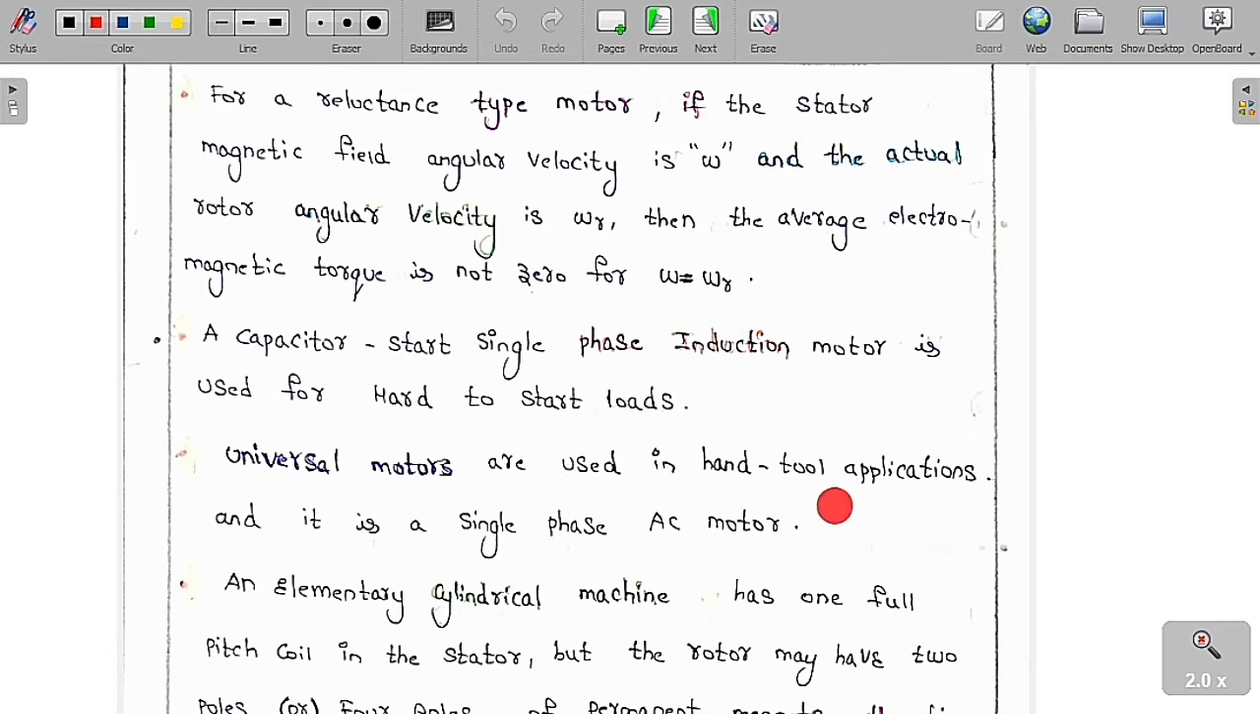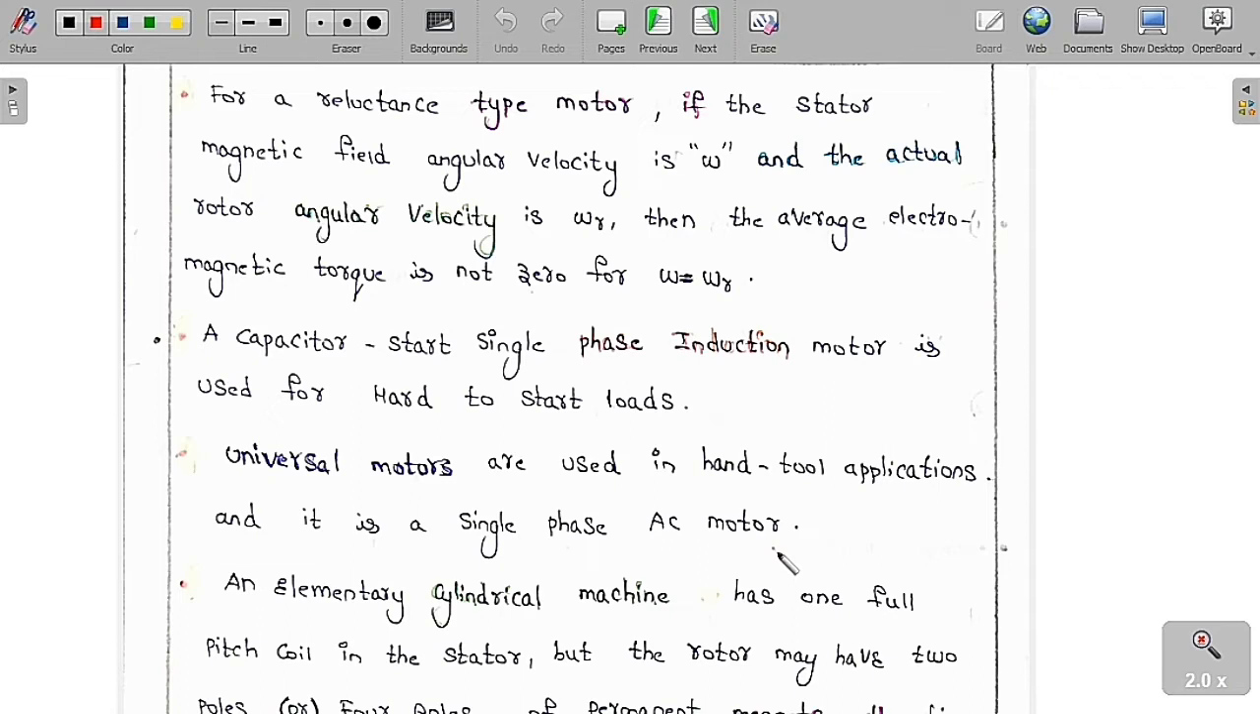Universal motors are used in the hand tool applications, and it is a single phase AC motor. I already told you, universal motor is also called as the fractional kilowatt motor or AC motor. These things I already told you in detail in the previous class. It is basically a single phase AC motor, and it can be used for both AC and DC supply. The universal motor is also called a fractional kilowatt motor.